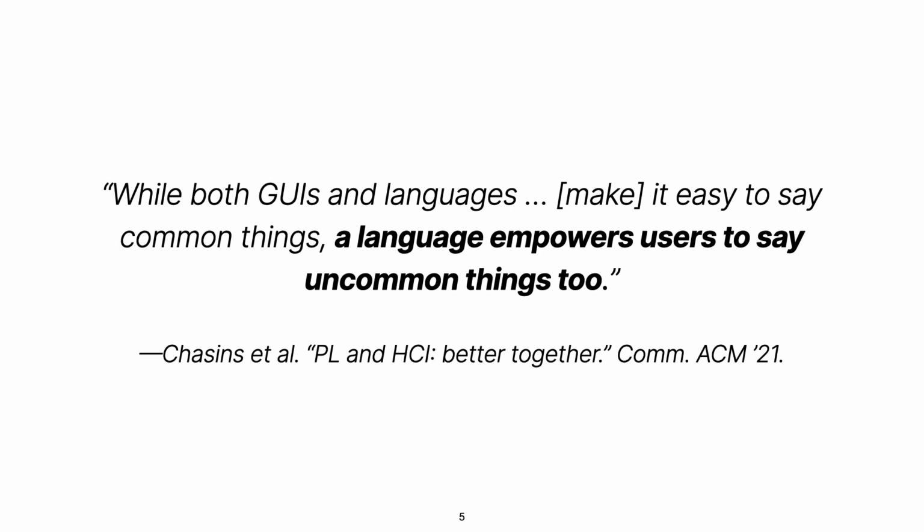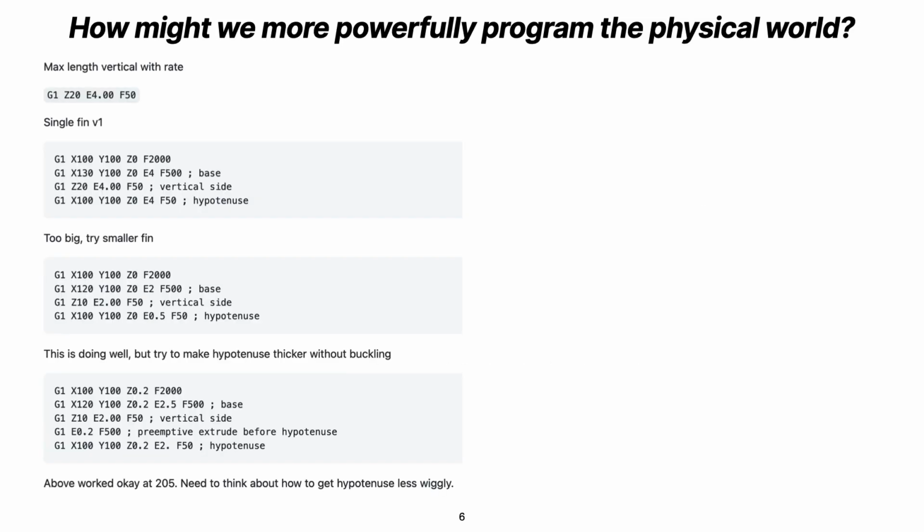In an article about the benefits of combining human-computer interaction and programming languages research, Chasins et al. say that while both GUIs and languages make it easy to say common things, a language empowers users to say uncommon things too. We're interested in uncommon tasks by definition, so we should consider how to view exploratory fabrication from a programming language lens. We can see that G-code's low-level control alone is not enough.